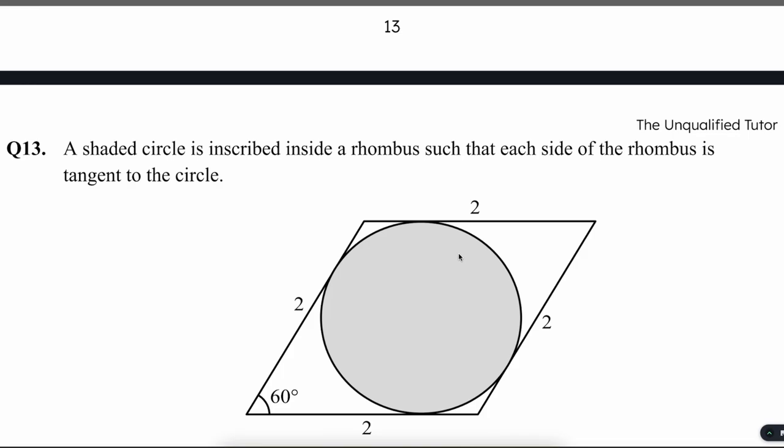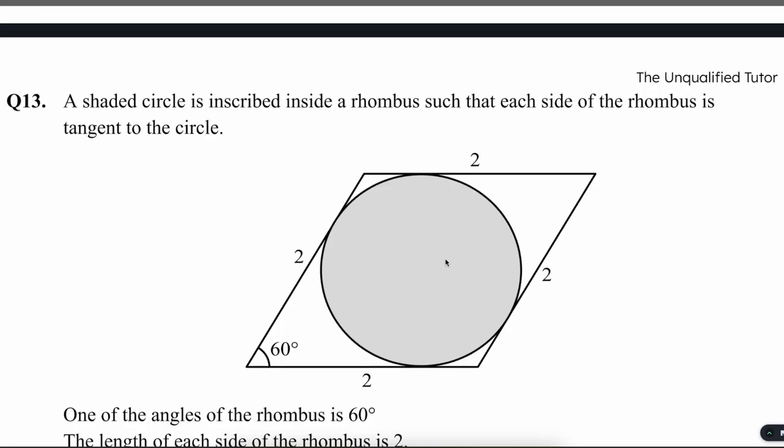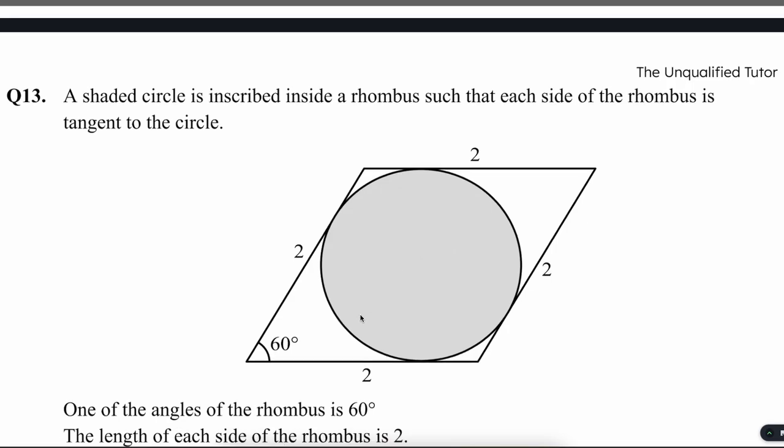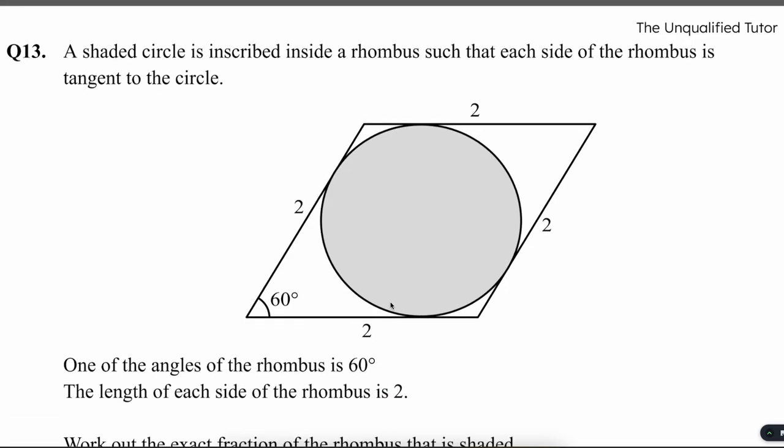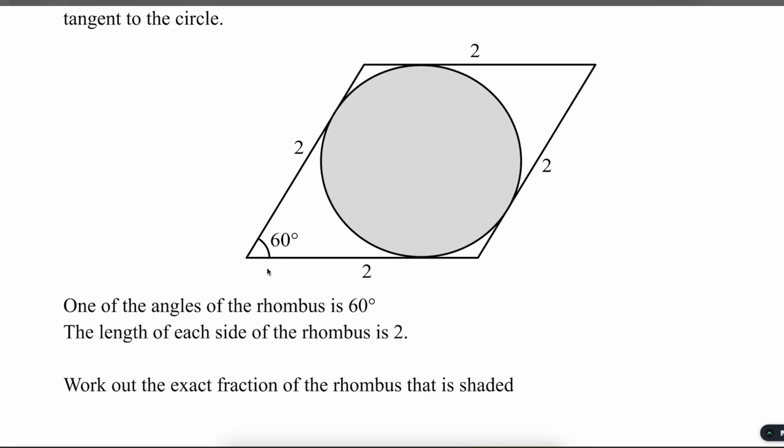Question 13. A shaded circle is inscribed inside a rhombus such that each side of the rhombus is tangent to the circle. One of the angles of the rhombus is 60 degrees, as shown here. The length of each side of the rhombus is 2. Work out the exact fraction of the rhombus that is shaded. So this is another one, work out the fraction that's shaded.